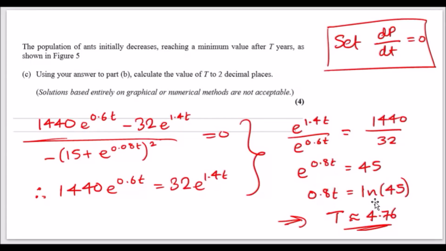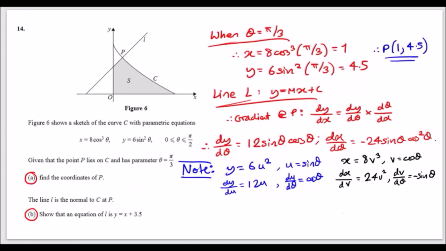And now you can just take the natural log on both sides. So that e cancels out, becomes 0.8t. And you have natural log of 45 and divide by 0.8, and you got your result. Straightforward. Very straightforward question. Now, here comes the big boss of the question.